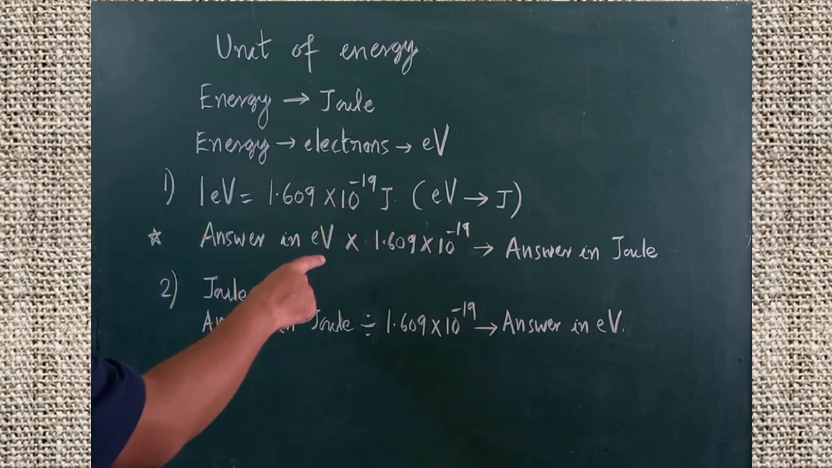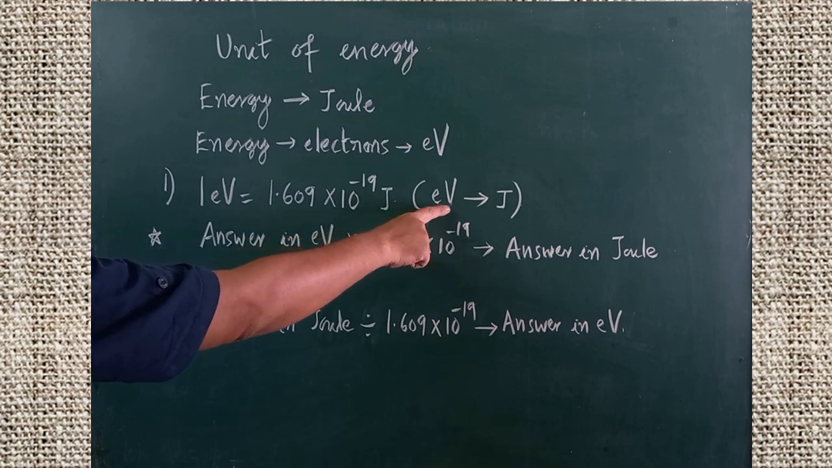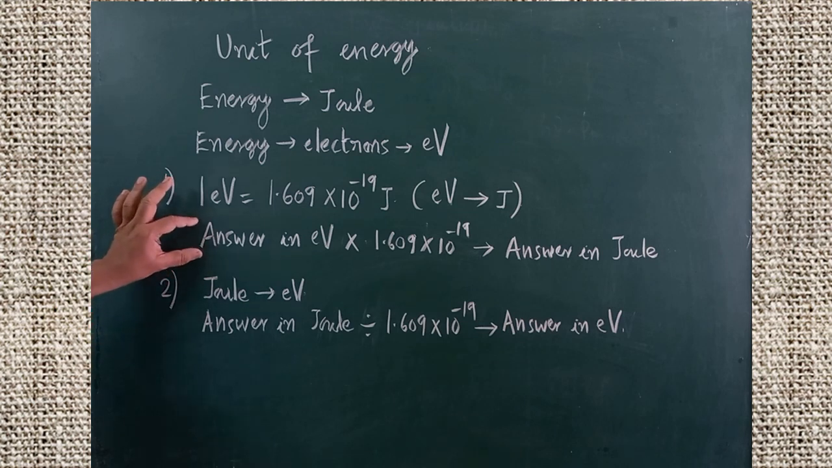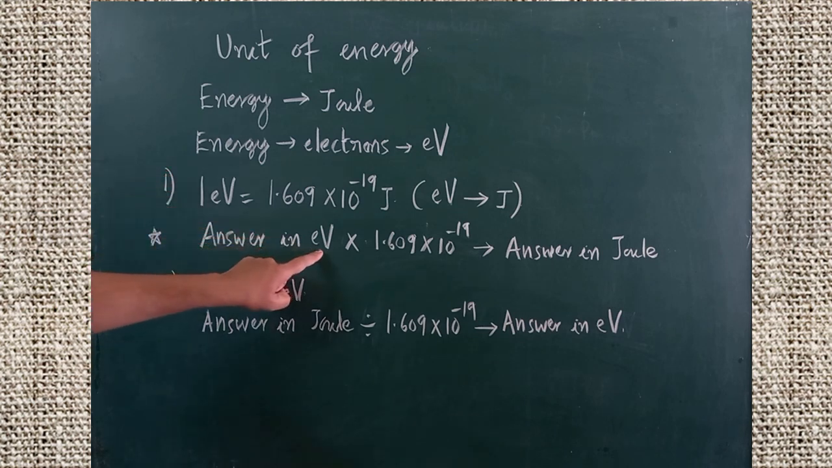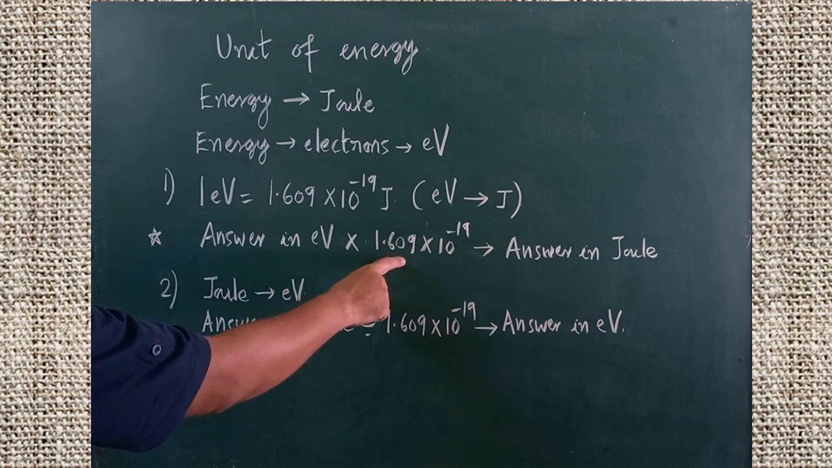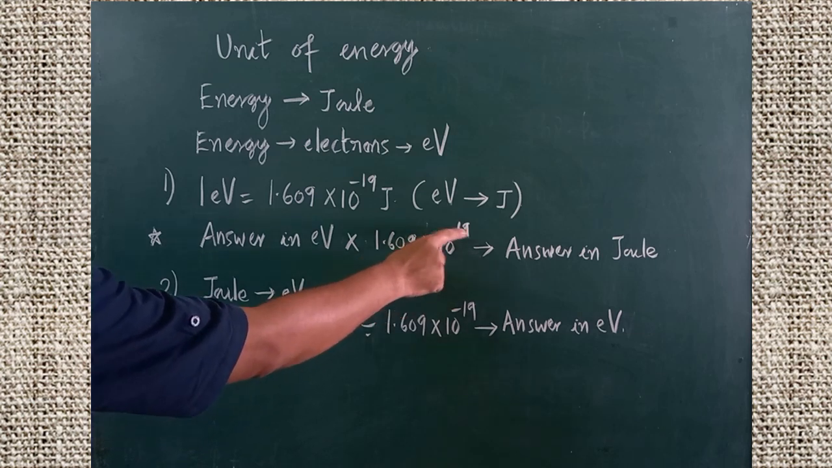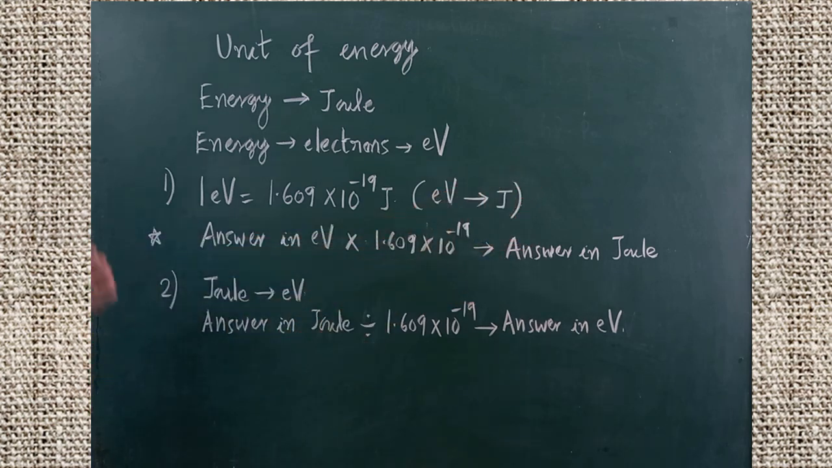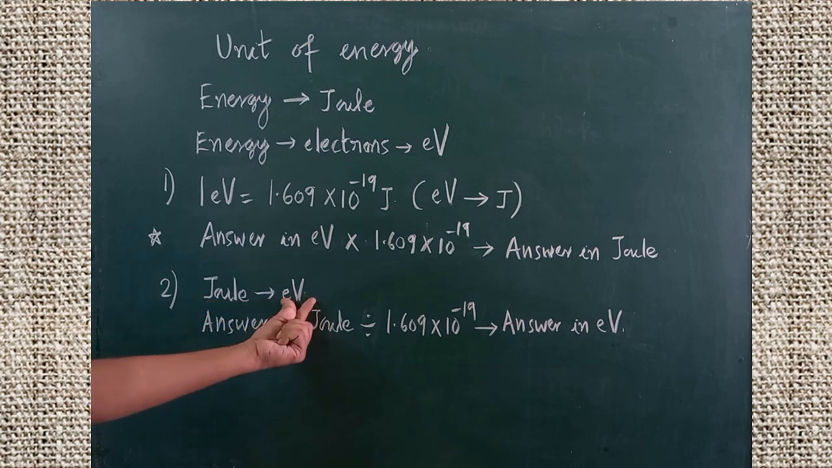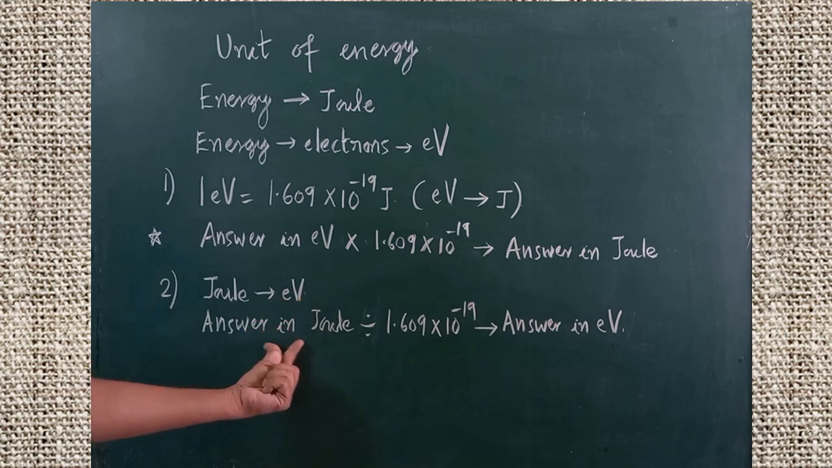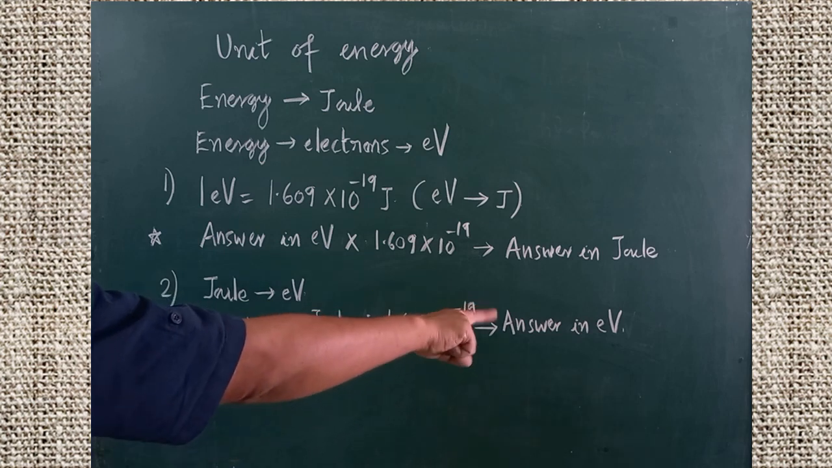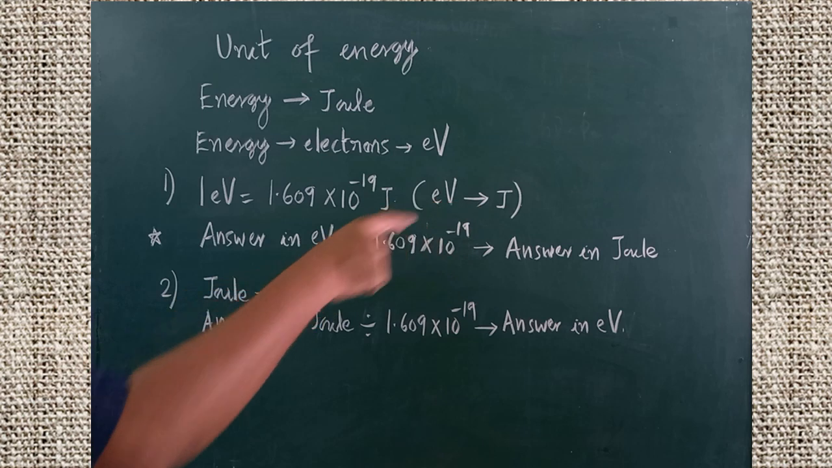Now I am going to tell you how to convert the energy in electron volt into joule. The energy answer obtained in electron volt must simply be multiplied by this factor, 1.609 into 10 to the power of minus 19. Automatically the energy will be obtained in terms of joule. Another important thing is how to convert the energy in joule into electron volt. The energy obtained in joule must be divided by this factor, 1.609 into 10 to the power of minus 19. So automatically the final answer will be in terms of electron volt.